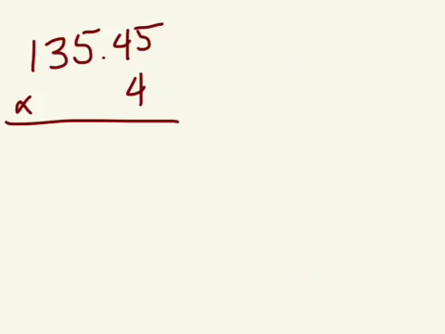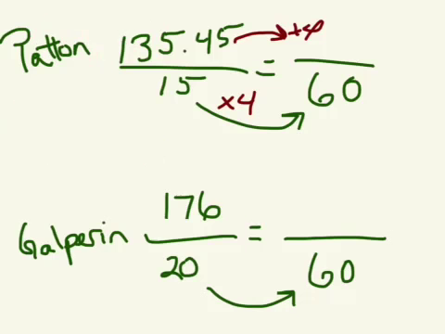So let's work out this multiplication problem, knowing I have to do 135 and 45 tenths times 4. I've got 4 times 5 is going to give me 20. I'll regroup. 4 times 4 is 16, plus 2 more gives me 18. Hold my decimal because I have 2 decimal places in my problem. Regroup. 4 times 5 is 20, plus 1 more is 21. 4 times 3 is 12, plus 2 more is 14. And then 4 times 1 is 4, plus 1 more is 5. So I know that the Patton airplane will fly 541 miles and 80 tenths, or 8 tenths of a mile.